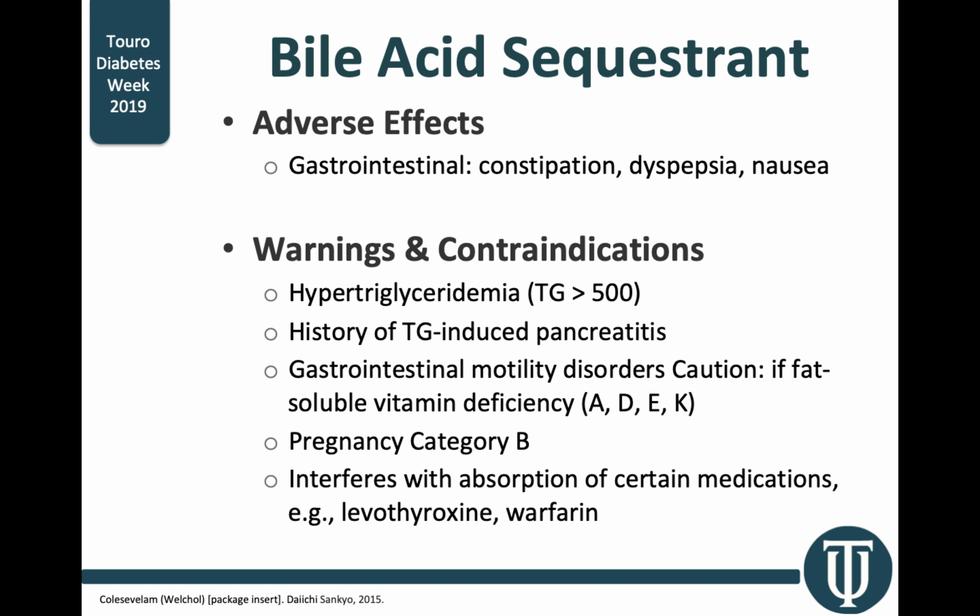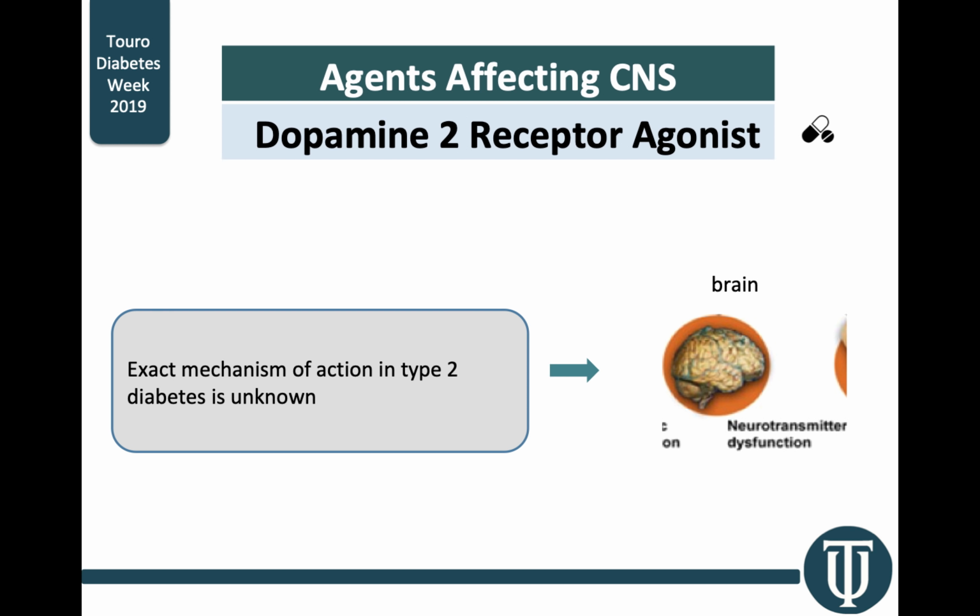And also we have to watch out for those who have fat soluble vitamin deficiency, and we might need to be a little bit more careful. And this class is a pregnancy category B, and because of the mechanism of action of bile acid resin, it might impact the absorption of other medications. So for those who are on this medication, we always have to check the drug-drug interaction.